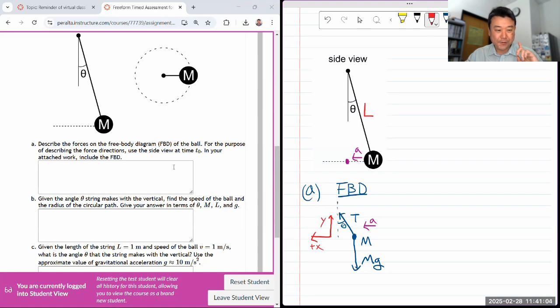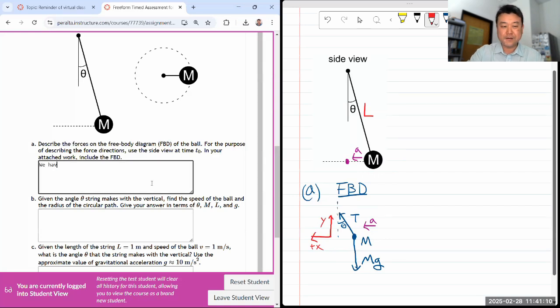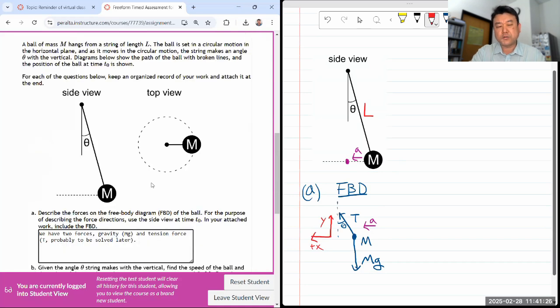But before I go too far, let's just finish A. It just said describe the forces on the free body diagram. Let's just do that. We have 2 forces, gravity mg, and tension force T, probably to be solved later. And I guess the model answer would be where you describe the directions. mg is directly downward, T points along the string.